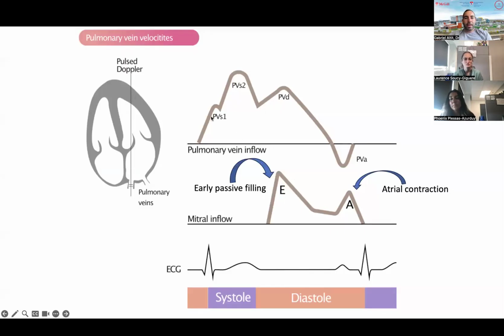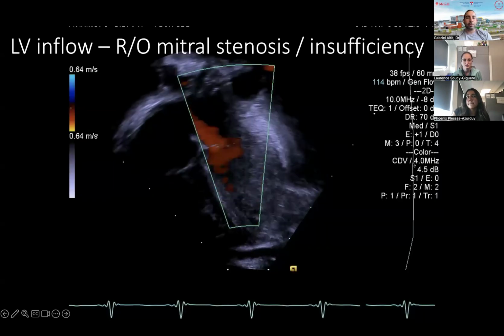So this is what I meant by the triphasic pattern or the biphasic pattern. Sometimes your S1 and S2 pulmonary venous waves are going to be fused. And this is during diastole, the early phase of filling inside your ventricle. And then when you get your atrial contraction, you can get either a bit of retrograde flow, or it could still sometimes be anterograde, depending on the compliance of your ventricle. But it's normal to have a bit of retrograde flow. It's not abnormal.